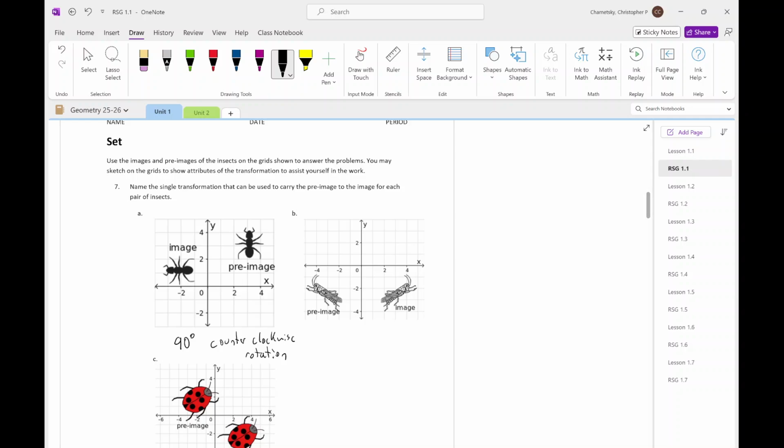For our little grasshoppers here, that is a mirror image of them. They are being reflected over that line, which is the y-axis. So we are reflecting over the y-axis.